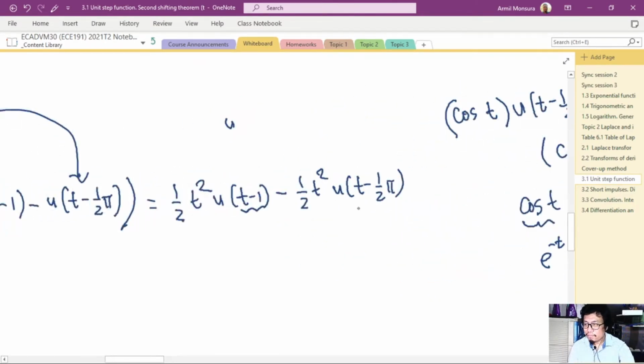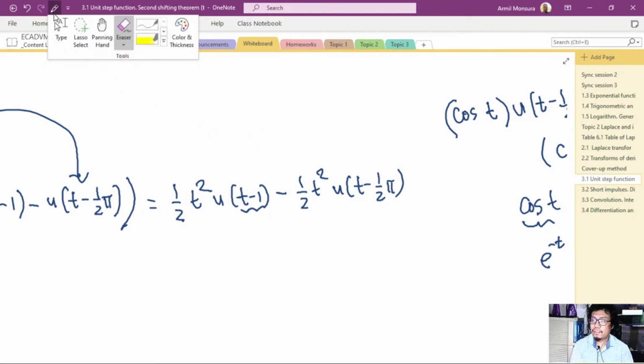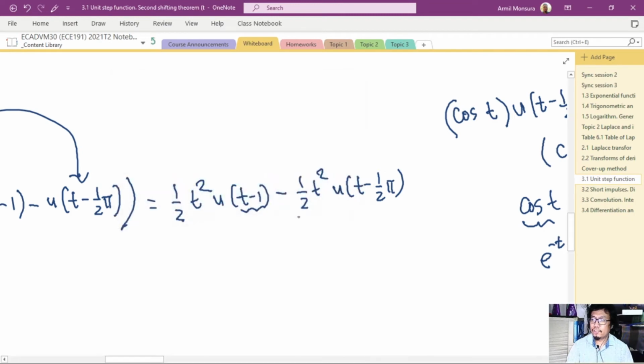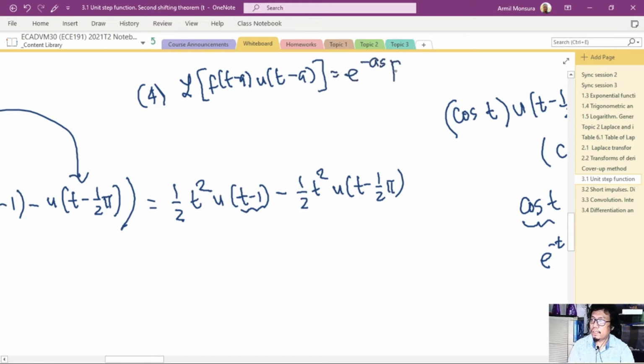Okay, going back here. I write here the first formulation of the second shifting theorem. That refers to equation 4. So equation 4 says that the Laplace of f of t minus a multiplied to u of t minus a, equals e raised to negative as times f of s.